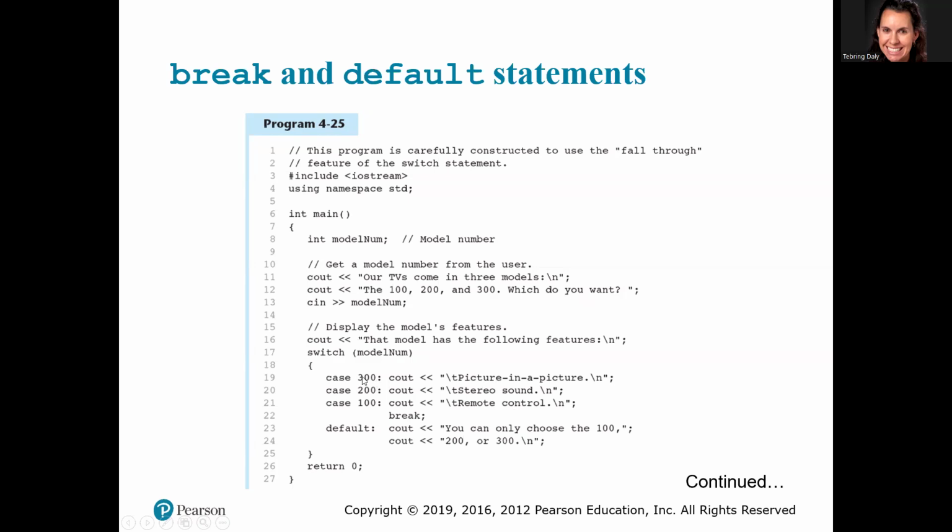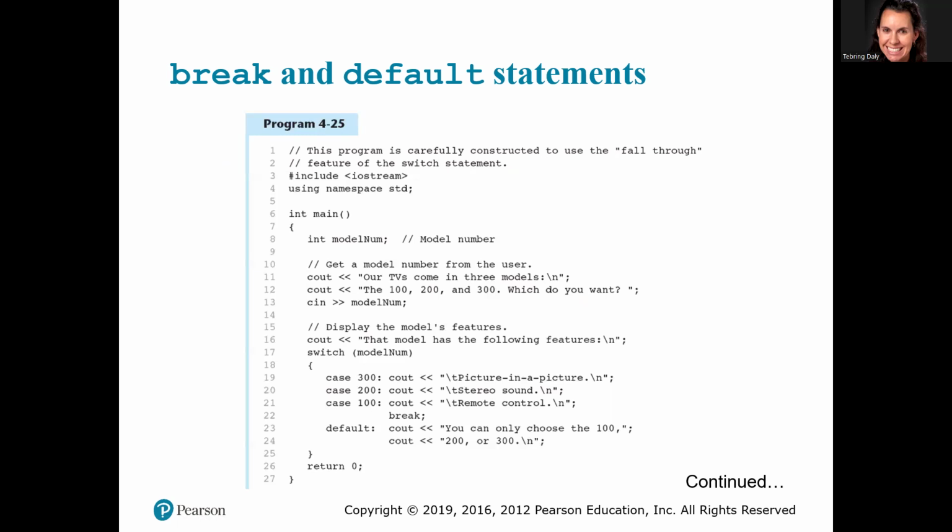And you might say, if I entered 300 though, how did it go to the 200 and the 100? Because it doesn't match those. It doesn't need to. If you don't have a break, it automatically matches them. So if you do 300, it automatically matches everything till it hits a break. But there's a break after the 100.